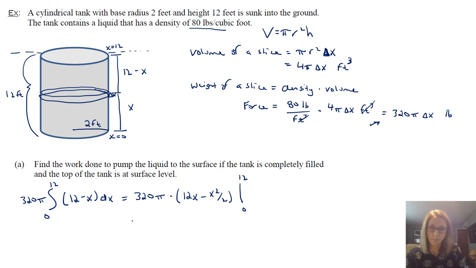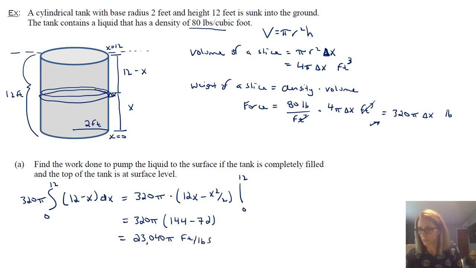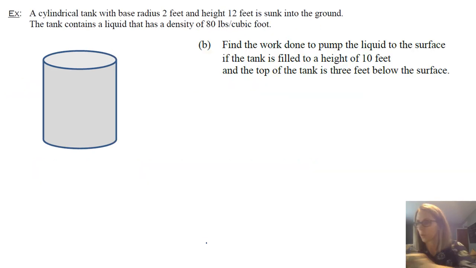And so that just ends up being 320 pi, and then when we put in 12, we get 144 minus 144 divided by 2, 72. So when you multiply that out, we will have 23,040 pi. And the units there are foot-pounds. And so that's our answer for A. And now I'll show you B because it's only slightly different. I'll show you the differences, but we're still using a lot of the pieces from this page.